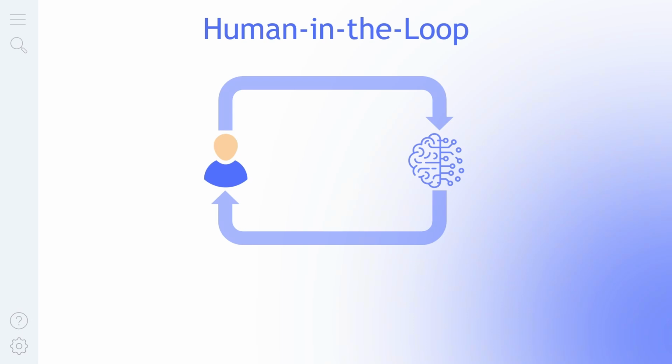A human in the loop workflow means you stay actively involved. The AI never runs unchecked. The cycle looks like this: AI suggests, you review, AI revises, you verify, and you decide.